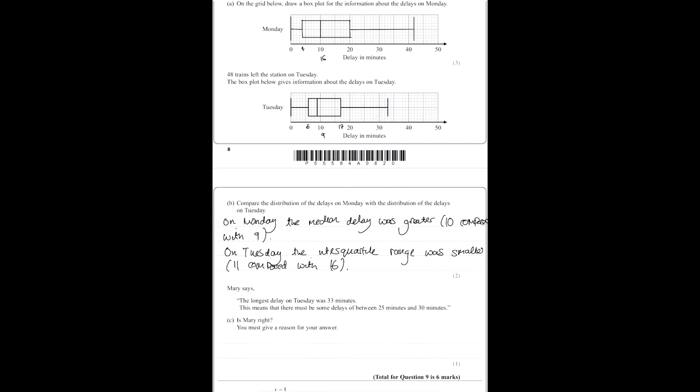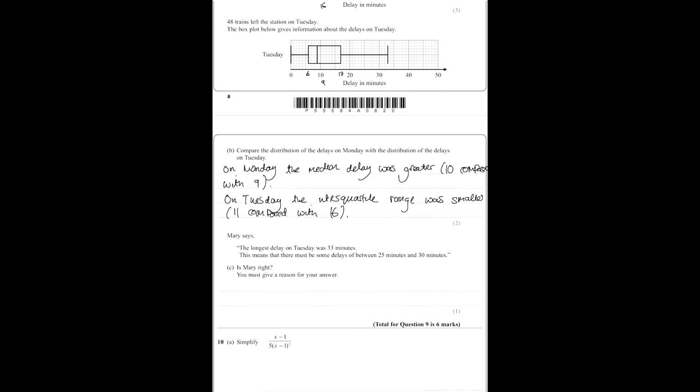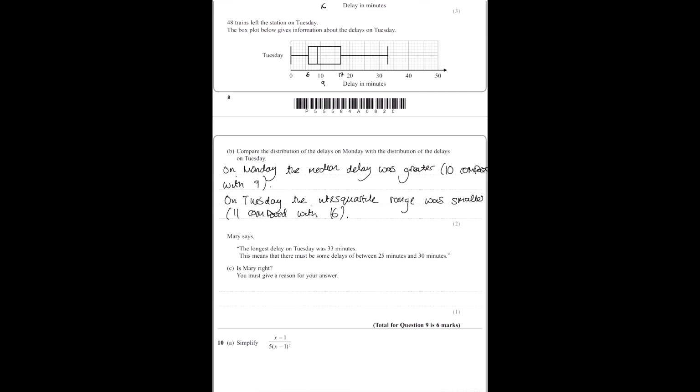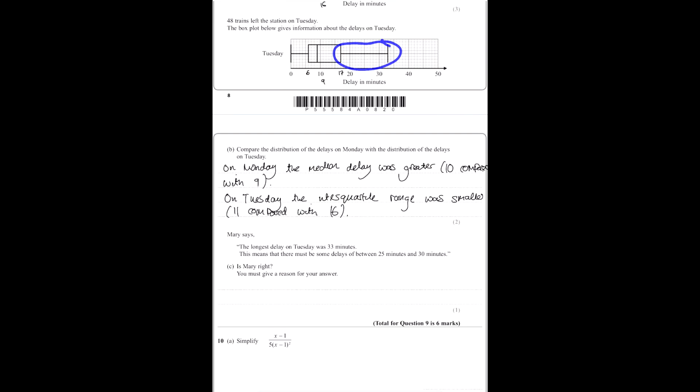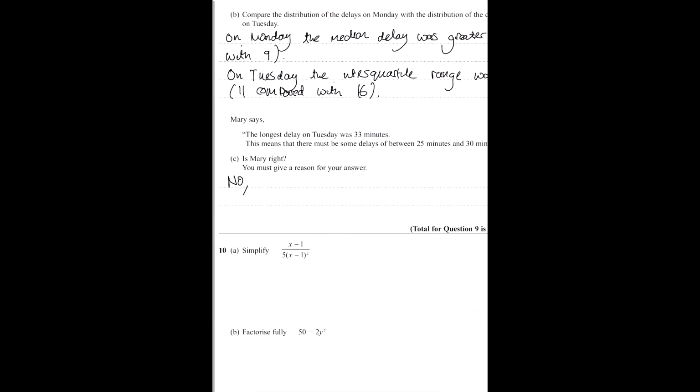Now, there's a chance that this might not be the case, and the reason is that with the upper quartile being over here, we can say that the upper 25% of the trains, which would be 12 of the trains, may be anywhere within this range. So by looking at the box plot, we have no way to determine that all of them are between the range that's specified. So is Mary right? No, since we cannot determine this.